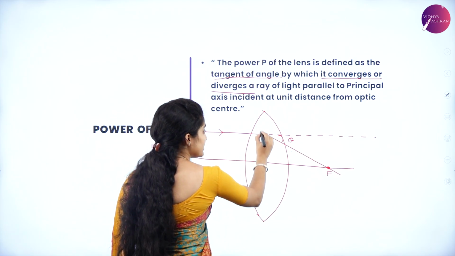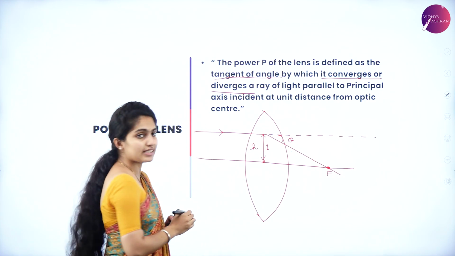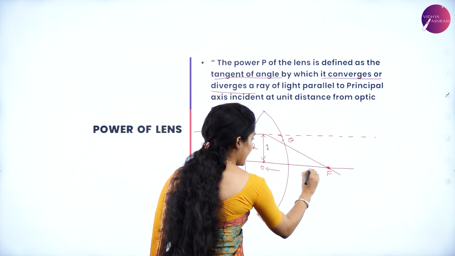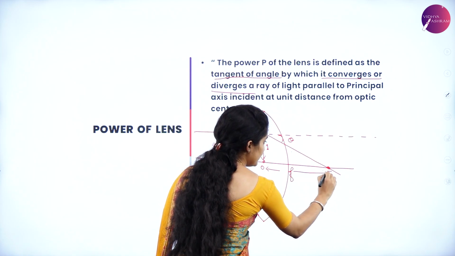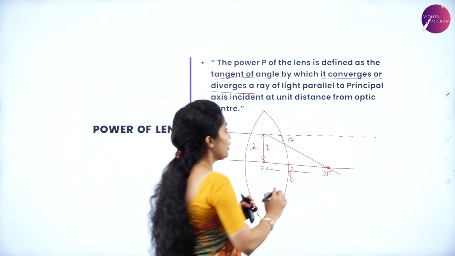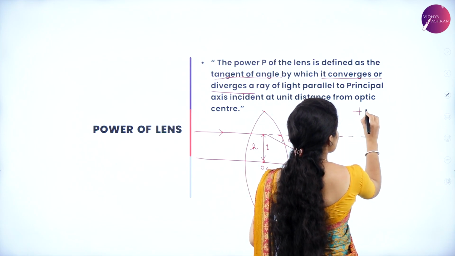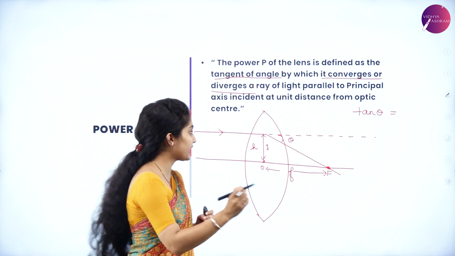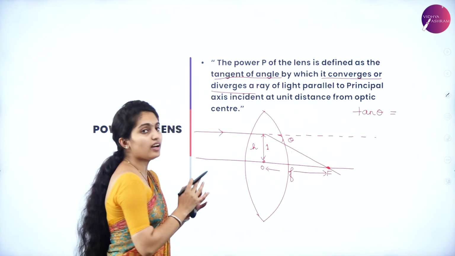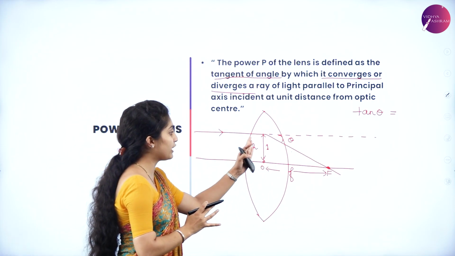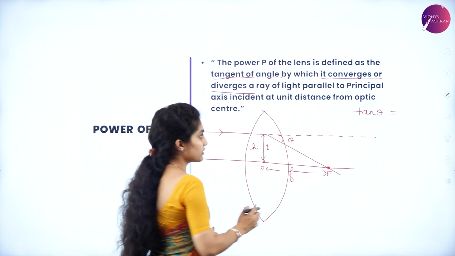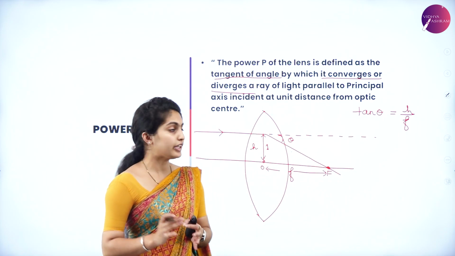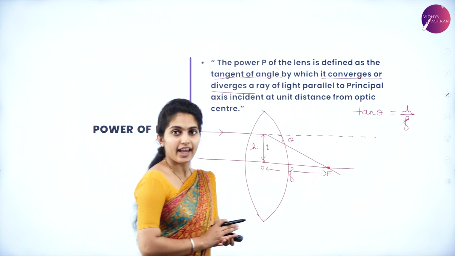So what do you call this? It is a height, call it h. And you have the distance from the optic center to F, that is the focal length. Now we have to consider a tan function. So tan theta, it is making an angle theta. Tan theta is nothing but, what do you give? You give opposite by adjacent. So it is h divided by f.